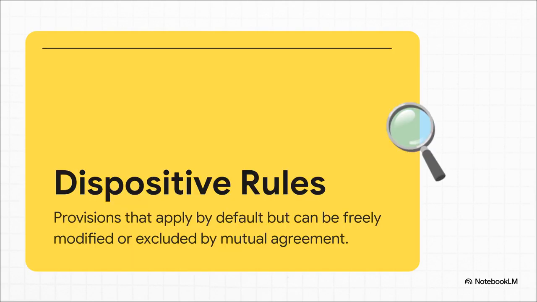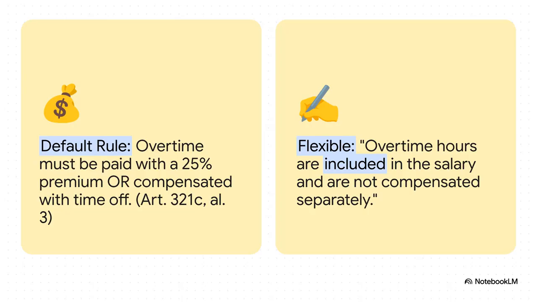And finally, we have the dispositive rules. These are basically the default settings in your employment contract. The law provides a standard answer, but it gives you and your employer total freedom to agree on something different if you both want to. Let's go back to our overtime example. Remember how the obligation to work overtime was imperative? Well, how you get paid for it is dispositive. The default rule says you get a 25% premium or equal time off, but your contract can absolutely say something else, like that a certain amount of overtime is just included in your salary. That flexibility is the classic sign of a dispositive rule.